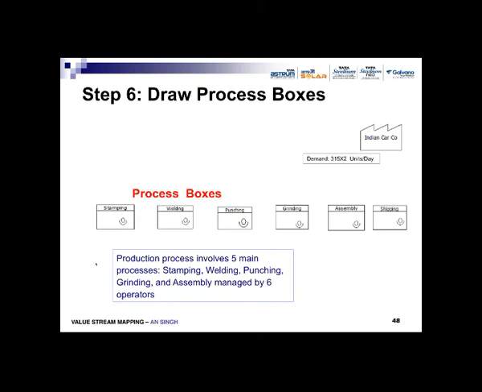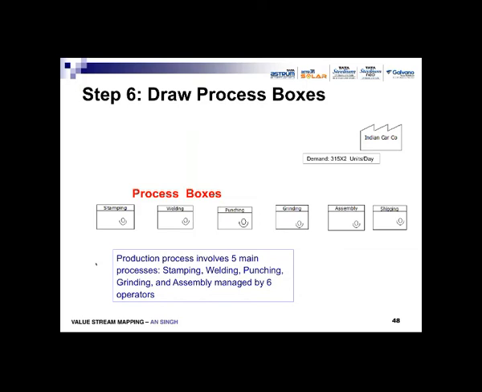The next step is to draw process boxes. There are 5 production operations and 1 shipping operation. So 6 process boxes are made as stamping, welding, punching, grinding, assembly, and shipping. In each box, 1 operator is indicated. It is managed by 1 operator. So there are a total of 6 operators involved to operate these 6 operations. The production process involves 5 main processes: stamping, welding, punching, grinding, assembly, managed by 6 operators, including the shipping.